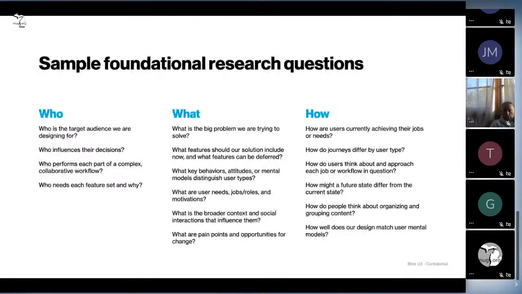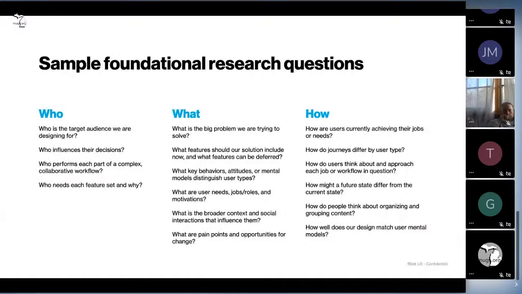So some of the kinds of questions we might want to understand are things about who else is maybe influencing them as they're using the technology. If we're looking at complex workflows, are there other collaborators that we need to understand and what their needs are? What are some of the big problems they're trying to solve? What behaviors, attitudes, mental models, different types of users might be out there that we need to account for? What are some of the pain points and challenges there and opportunities for us to change something for them?